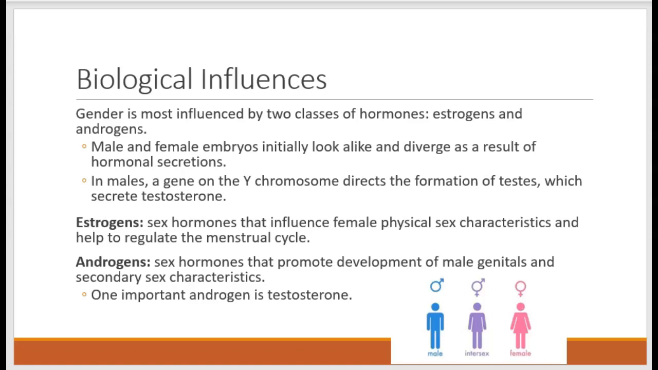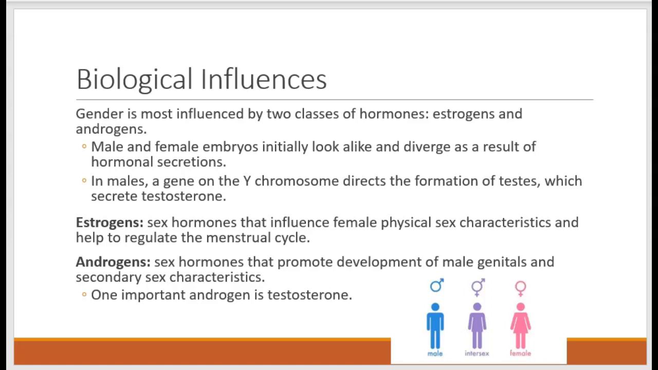Estrogens are the sex hormones that influence female physical sex characteristics and help to regulate the menstrual cycle. Androgens are the sex hormones that promote development of male genitals and secondary sex characteristics. So when you think about beards and deepening voice and things like that, those are examples of secondary sex characteristics. In men, the most important androgen is testosterone. So these levels of hormones, brought about often by whether or not there's a Y chromosome present, tend to create the physical differences between males and females.